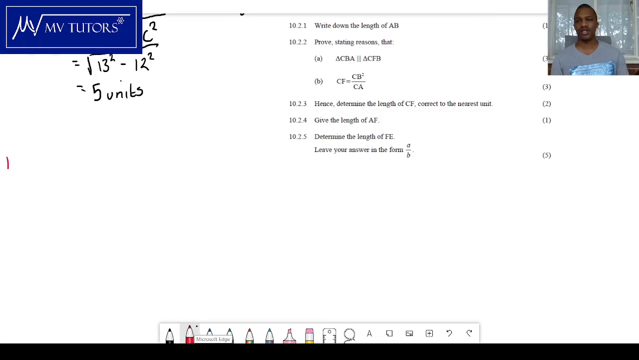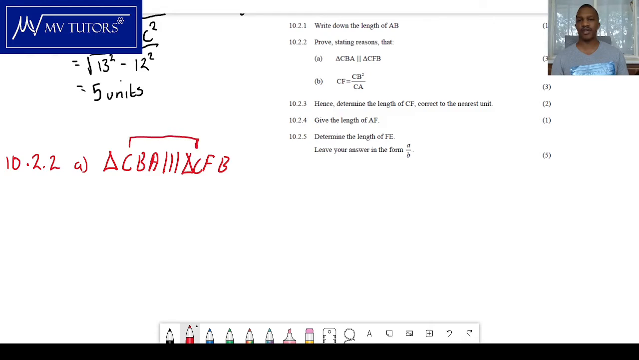So this is question 10.2.2 A. They want us to prove that triangle CBA is similar to triangle CFB. Remember, I told you that you put them in order such that this angle should be equal to that angle in that big triangle, and then this middle angle should be equal to the middle angle. The last angle should be equal to the last angle.